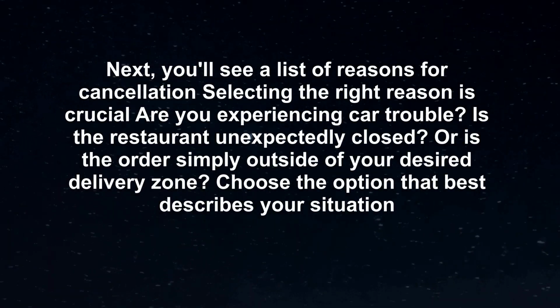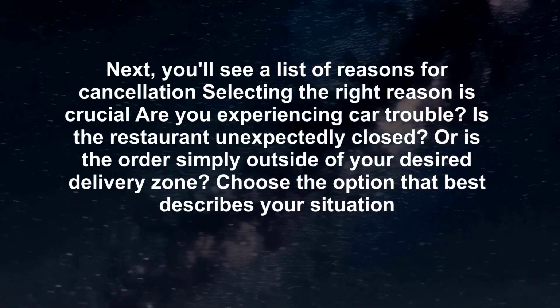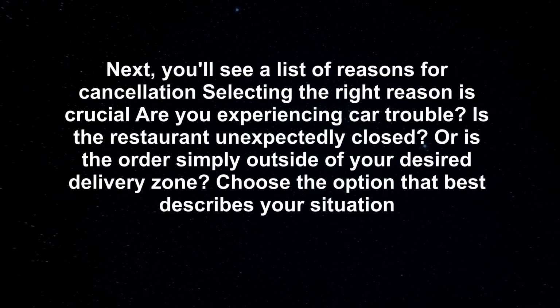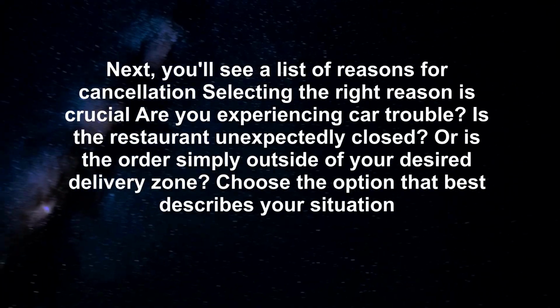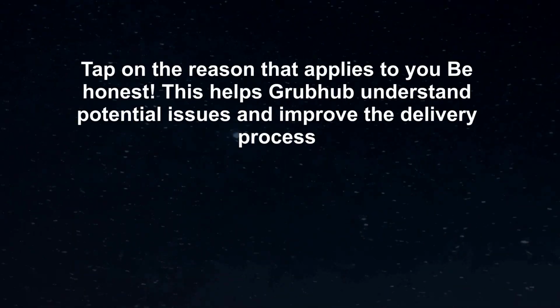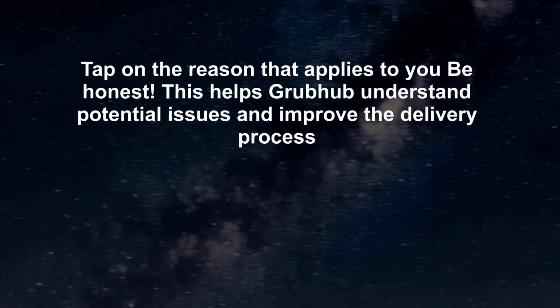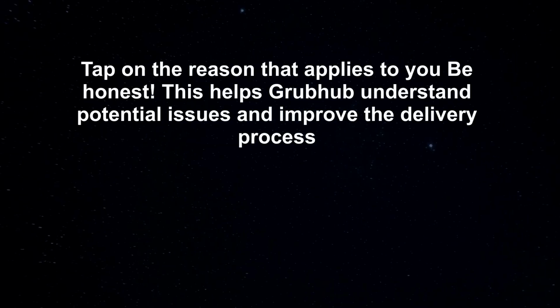Next, you'll see a list of reasons for cancellation. Selecting the right reason is crucial. Are you experiencing car trouble? Is the restaurant unexpectedly closed? Or is the order simply outside of your desired delivery zone? Choose the option that best describes your situation. Tap on the reason that applies to you. Be honest. This helps Grubhub understand potential issues and improve the delivery process.